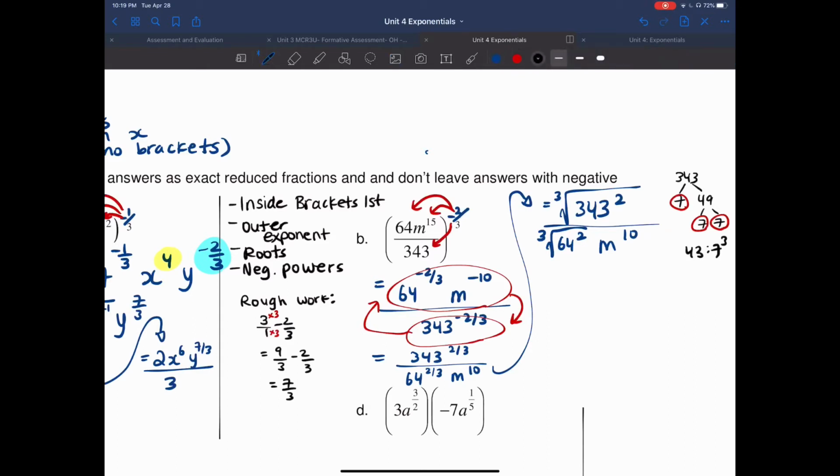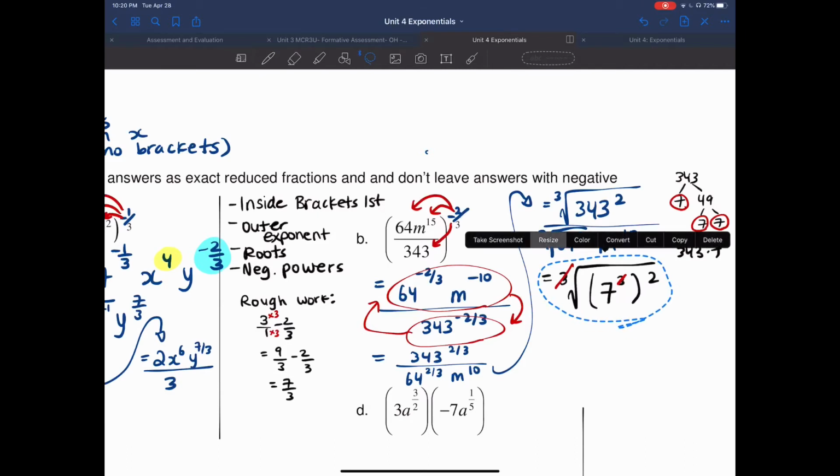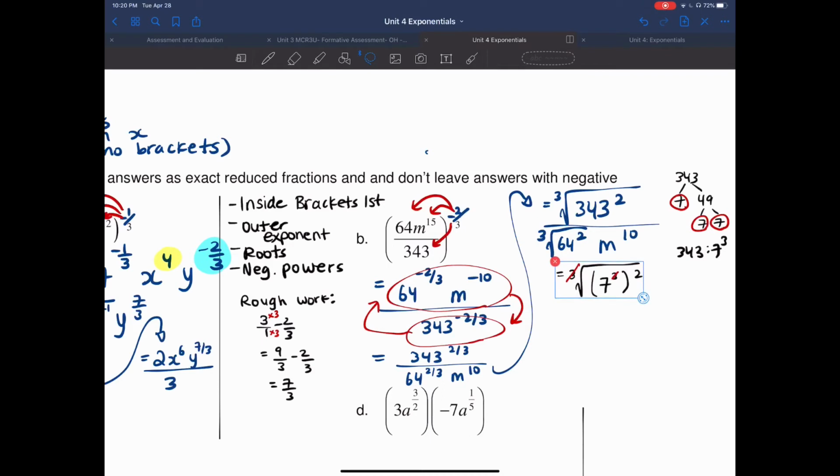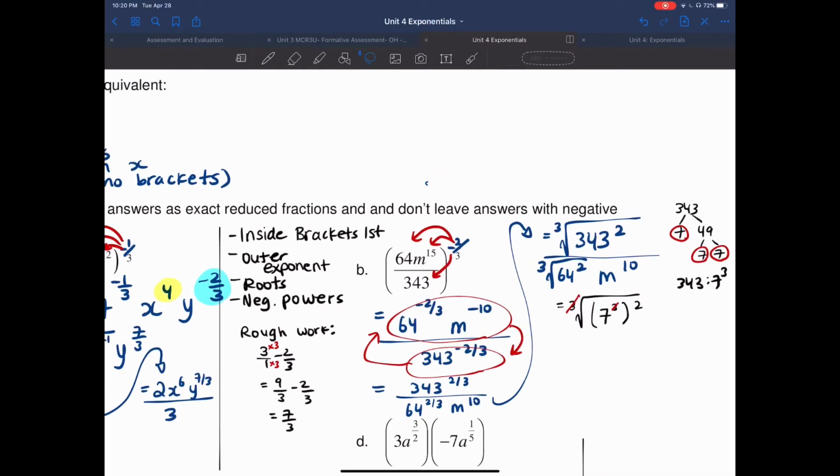The way I break this down is, if I have a 3 there and then I have a 7, you're saying that 343 can be rewritten like so. And if that's the case, these two parts will cancel out and I'll just have the 7 to the exponent 2. I don't really like using this step because the brackets are there and I don't want it to confuse people, but in case you need to see it at least once, this is how I'm getting the 7.